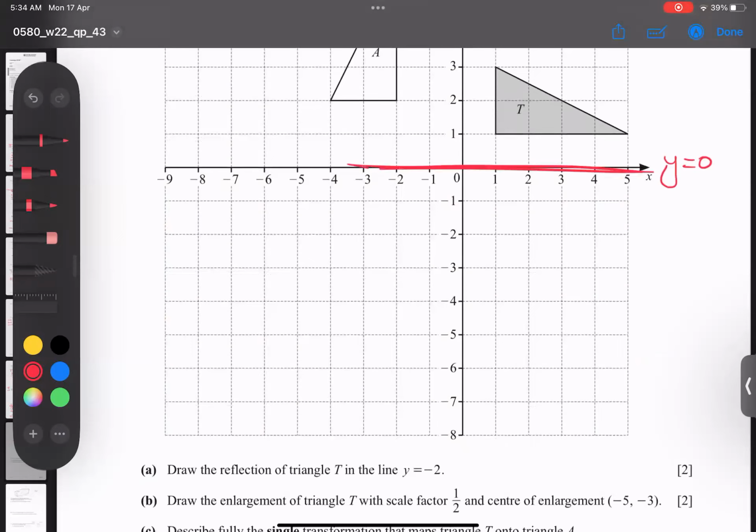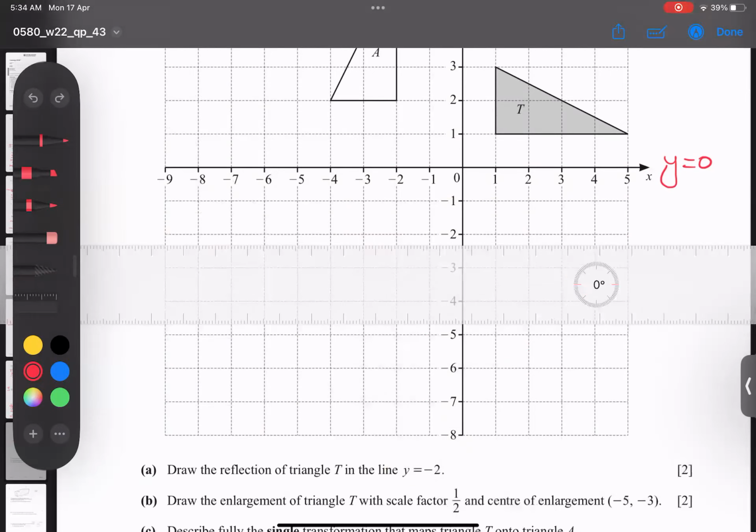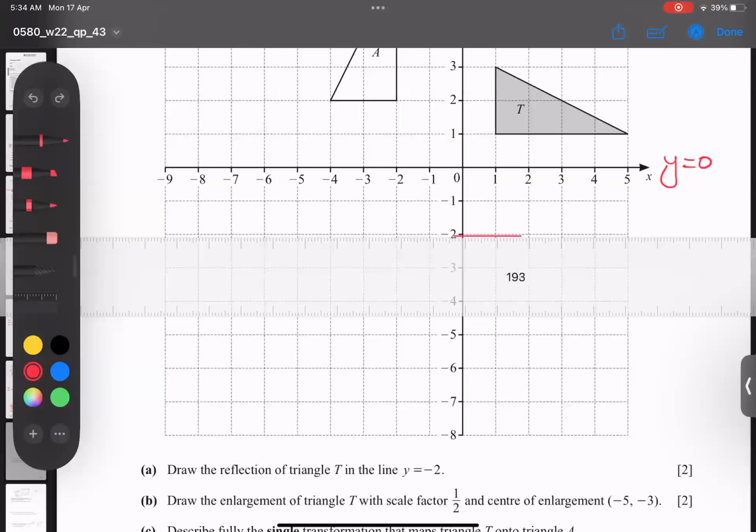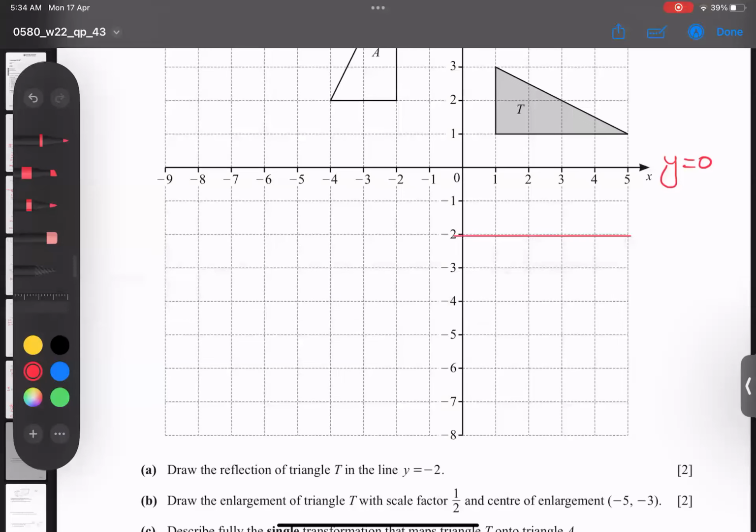If this is called y equal to 0, this is called y is equal to -1. This is called y is equal to -2. And this is the line I'm looking for. So I will take a scale and make a line. No need to make a long line throughout the page, because I only want to reflect this triangle.